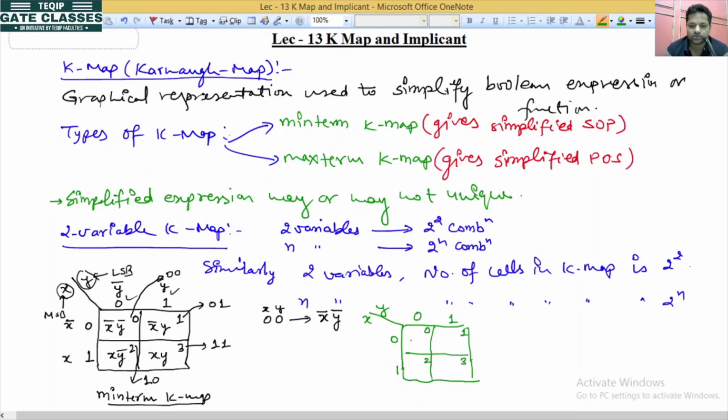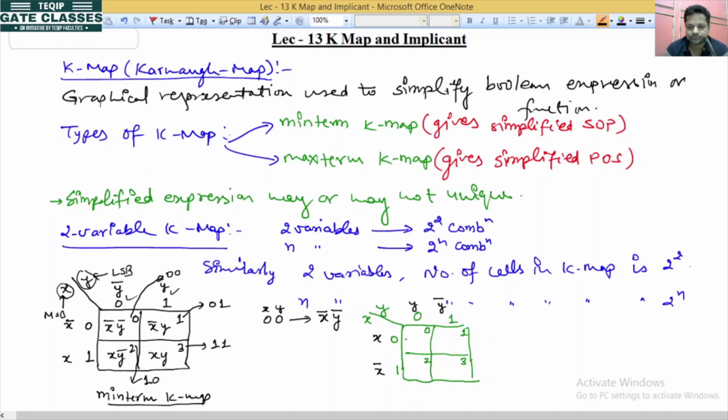Okay? So what will be the value of this cell, this cell and this cell? What will be the value in the max term K-map? Here in max term, 0 represents the normal variable and 1 represents the complemented variable. Again, 0 represents the normal variable, 1 represents the complemented variable.